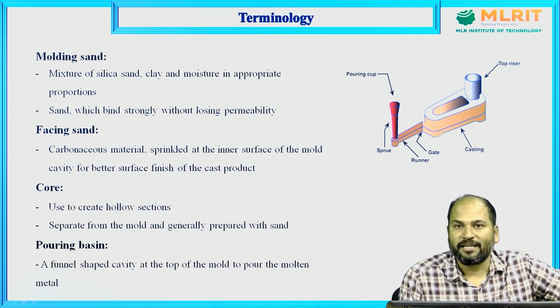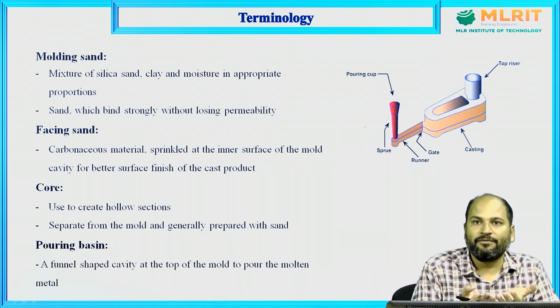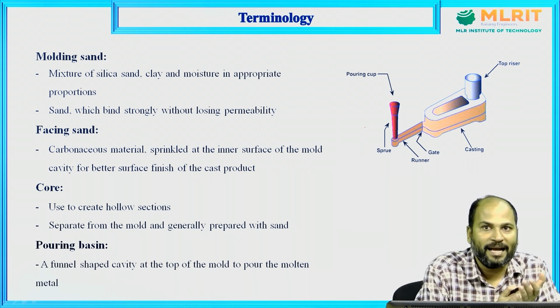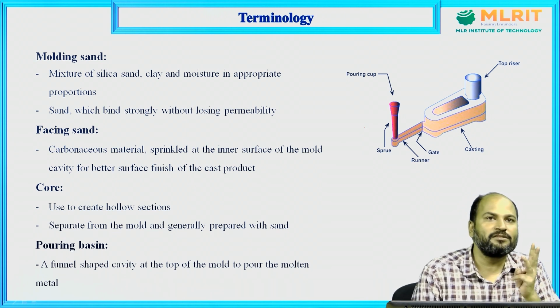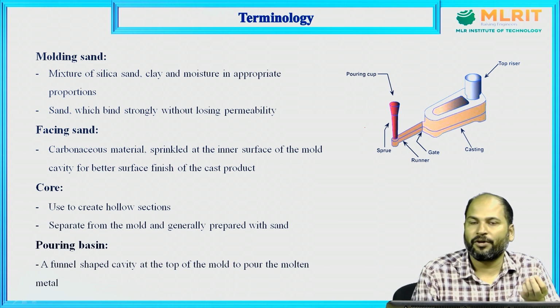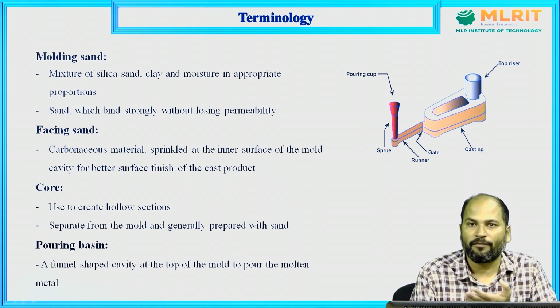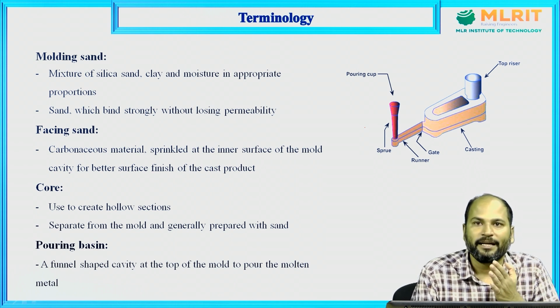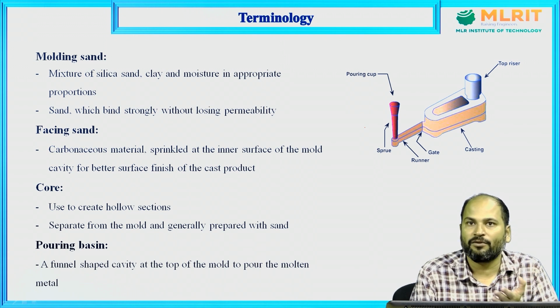Next is molding sand. Molding sand means the sand which is used to prepare the mold. It has actually three sections, meaning it is made up of three parts. One part will be, as I told, silica. Another will be water, and the third will be a binder, just like clay. Now, what will be the proportion of all these three? That will totally depend on the product that we are going to produce.